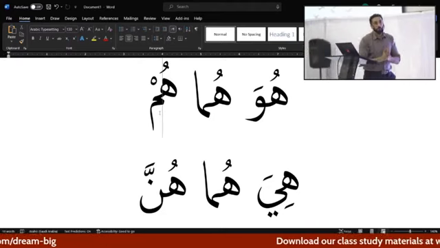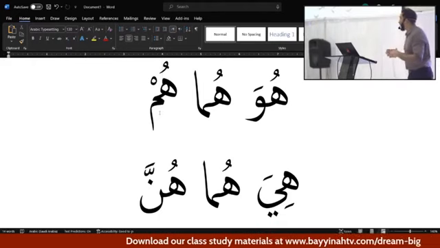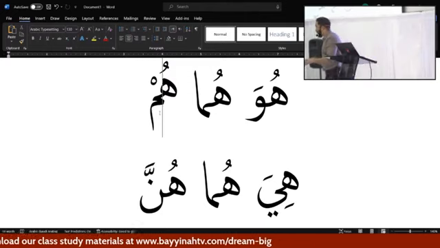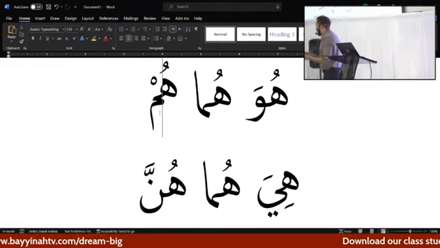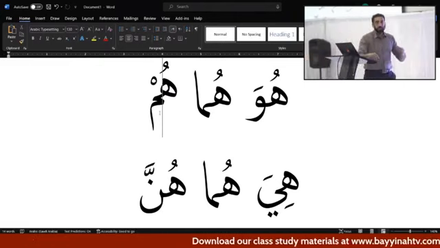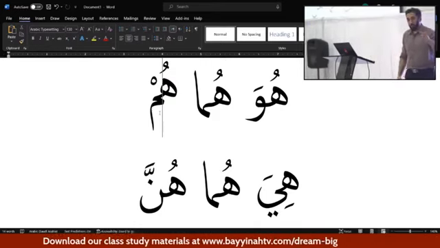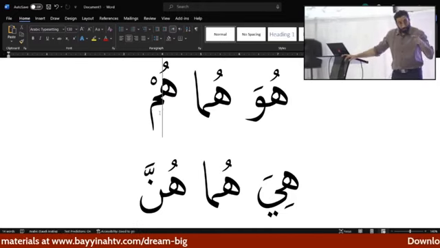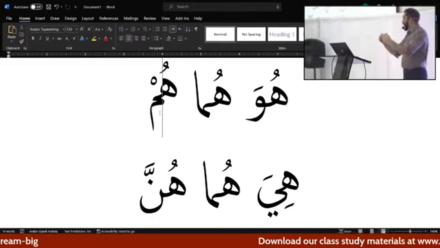All of these are called independent pronouns. I'll say that again. All of these are called what? Independent pronouns. And I have taught you that independent pronouns are always rafa. They're always what? Rafa. Each one of them has a cousin or 2 cousins. Those cousins can only be nasab or jar. The cousins can only be what? Nasab or jar. And each cousin can be either one.